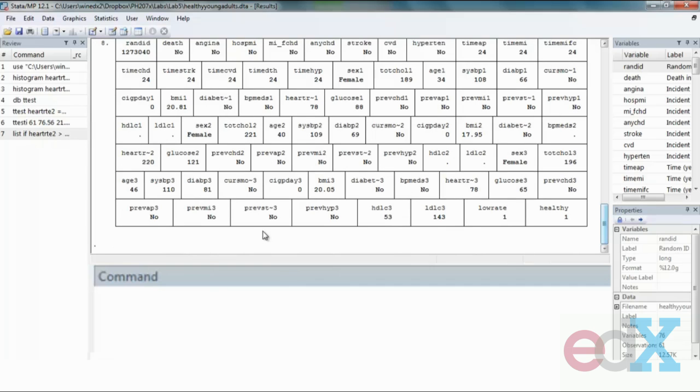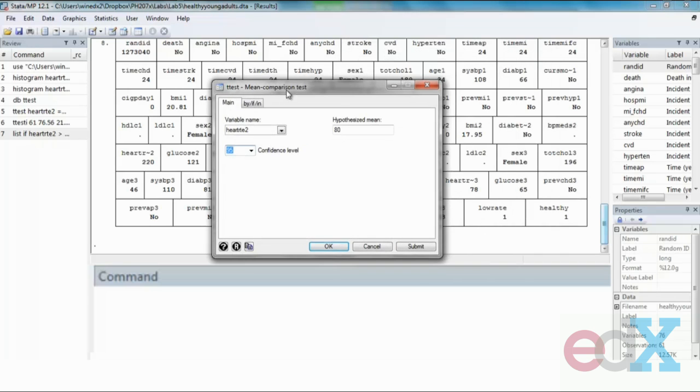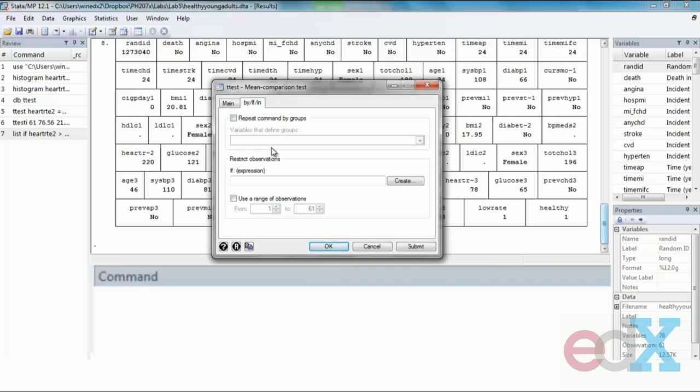So anytime you have an outlier, you need to think really critically about how this outlier popped up in your population. Now let's go ahead and briefly repeat the t-test that we did before, but let's exclude the outlier from our analysis. To exclude an observation, you would need to go to the By If In tab. We would restrict the observations if heart rate 2 is actually less than 200. We only want to include those participants who have heart rate 2 less than 200. So we repeated the t-test.